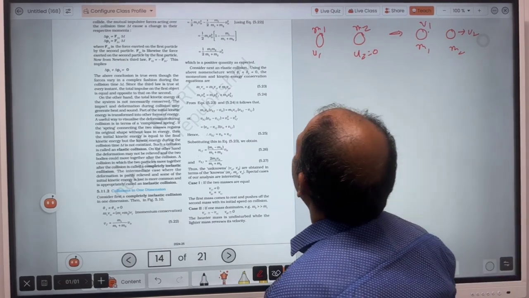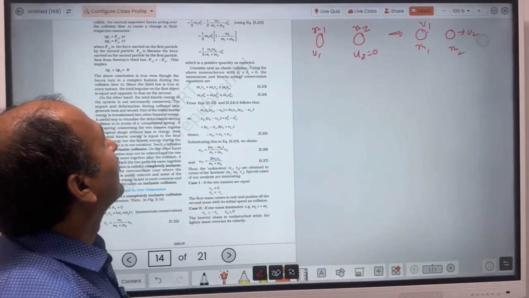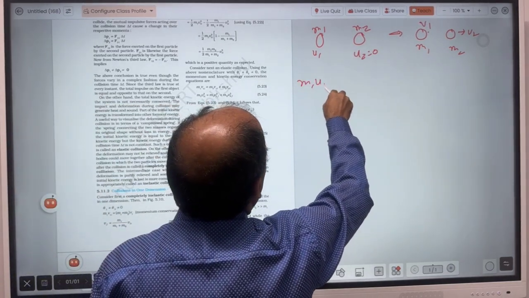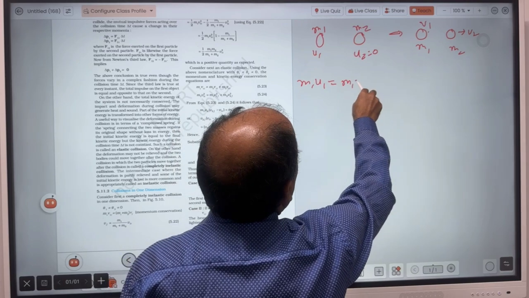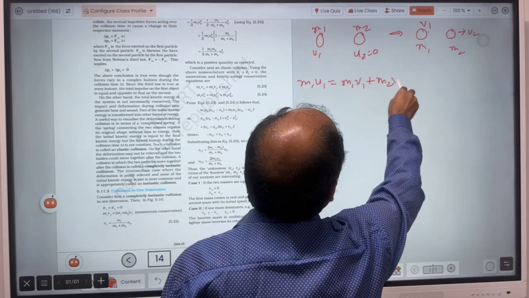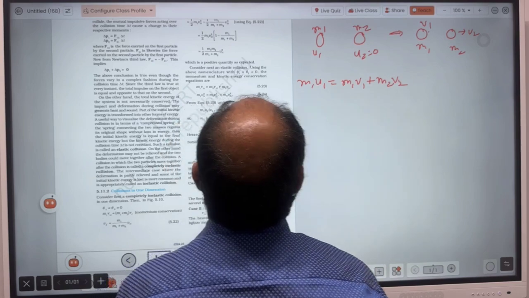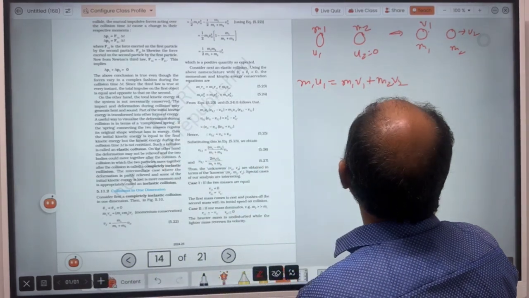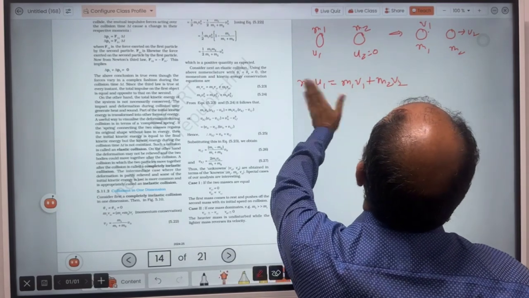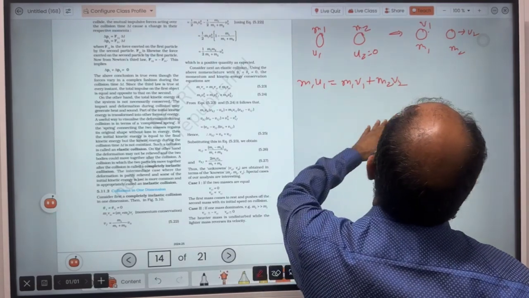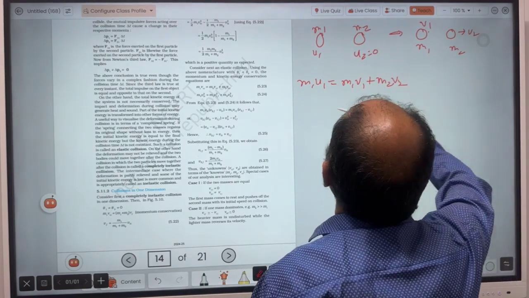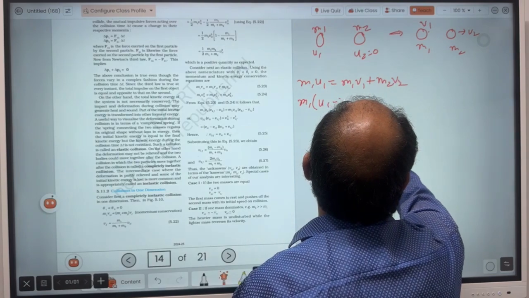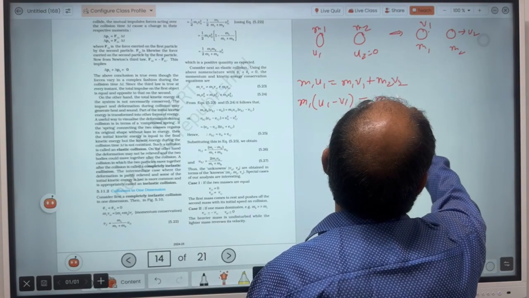Now if we apply conservation of momentum, what do we get? m1 u1 must be equal to m1 v1 plus m2 v2. We can write it as, we can take the m1 terms together and leave the m2 term on the right side, so m1 outside, then (u1 minus v1) equals m2 into v2.